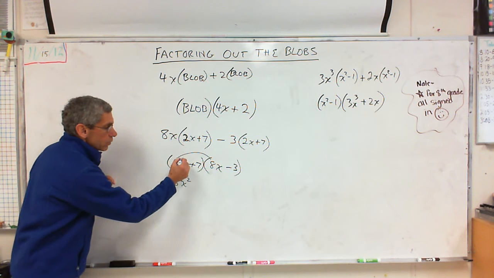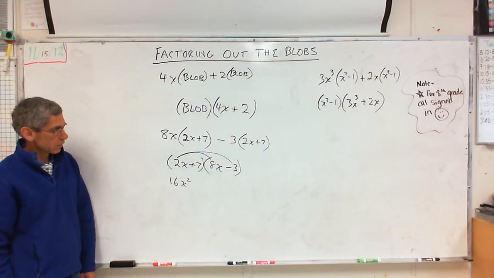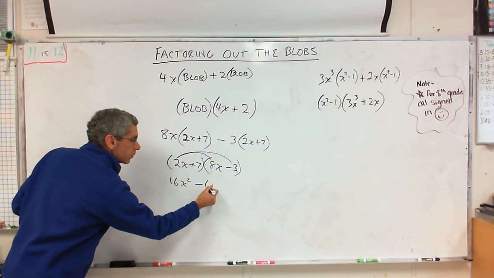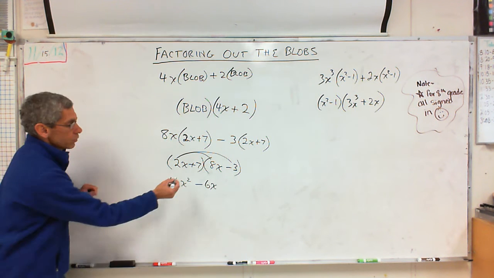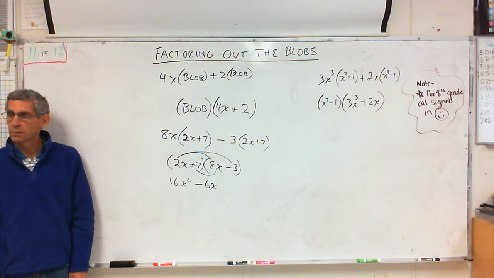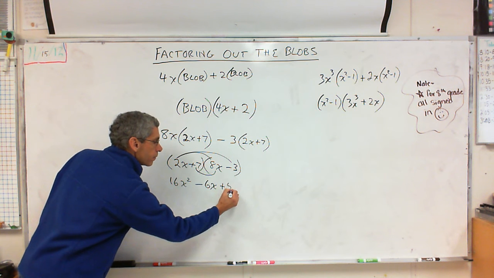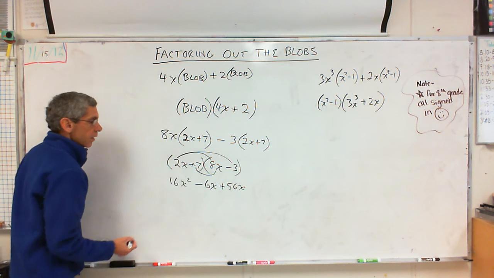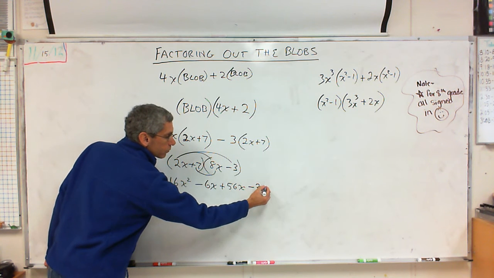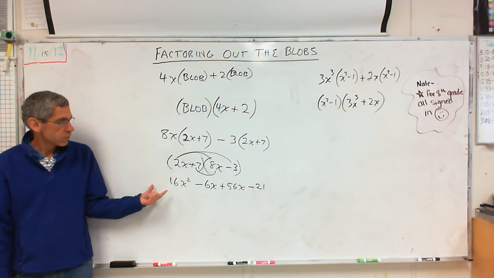And then let's do this one to here. What's 2x times minus 3? Negative 6x. Okay. Now we'll do these. 7 times 8x is 56x. And then the last one, 7 times negative 3 is negative 21. All right, so right now it's a 4-term.